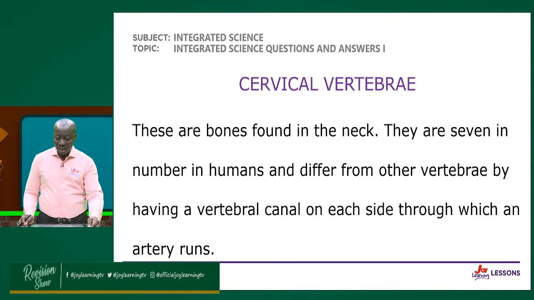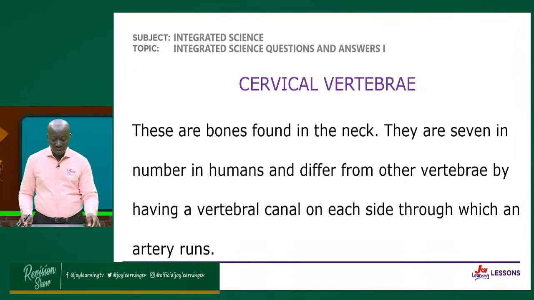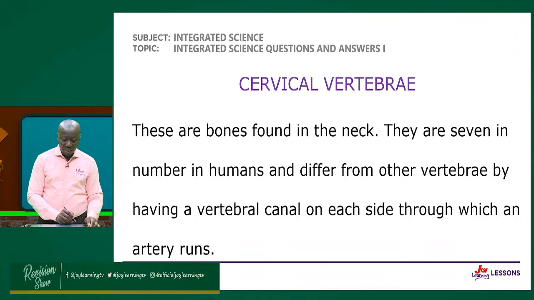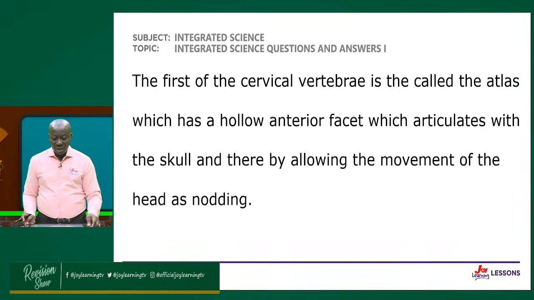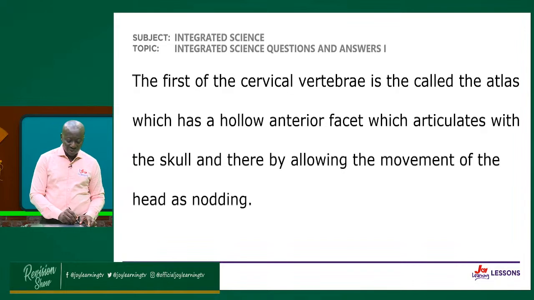These are the bones found in the neck. They are 7 in number, like we mentioned earlier, and differ from other vertebrae by having a vertebral canal on each side through which an artery runs. The first of the cervical vertebrae is called the atlas, which has a hollow anterior facet which articulates with the skull and thereby allows movement of the head, as in nodding. So you can nod anytime you are playing your favorite song. Always remember the atlas vertebra as well as the skull performing that function for you.